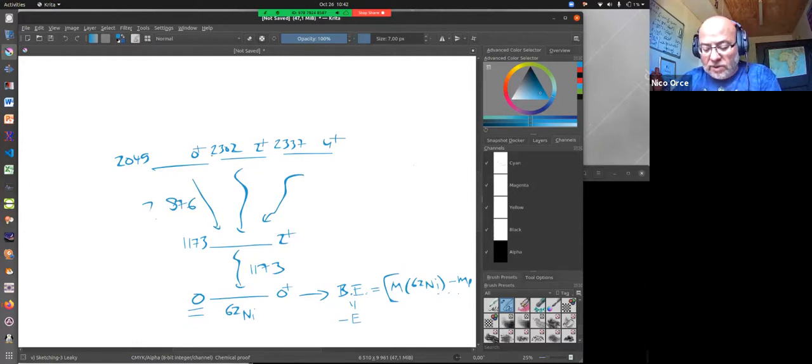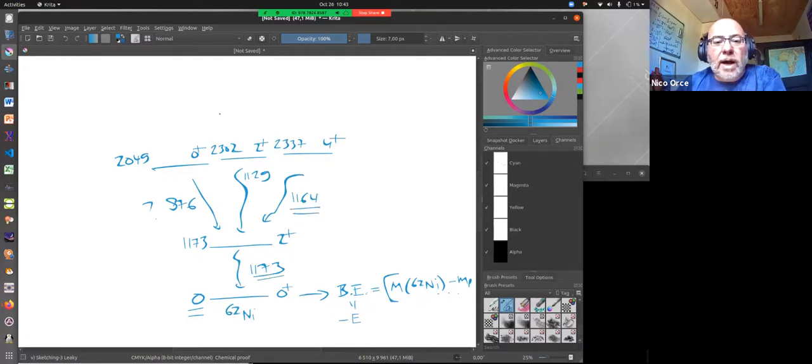But let's look at the other ones. 2302 minus 1173 is 1129, which gets quite close, right? And this energy here is 2337 minus 1173, which is equal to 1164. So 1164 is quite close to this value here, right?